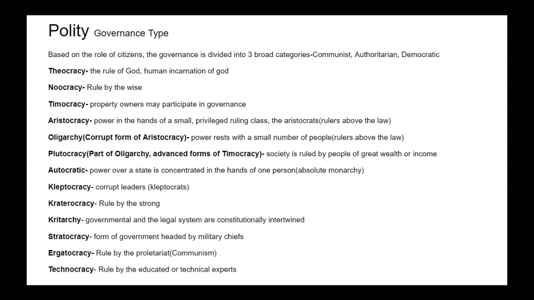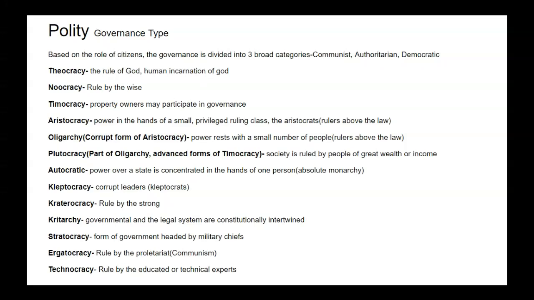Then another one was noocracy. Noocracy was rule by the wise, or rule by the scholars. Then democracy. Democracy was rule by property owners. Only property owners could participate in governance. Then another one was aristocracy. In aristocracy, power was in the hands of a small privileged ruling class.